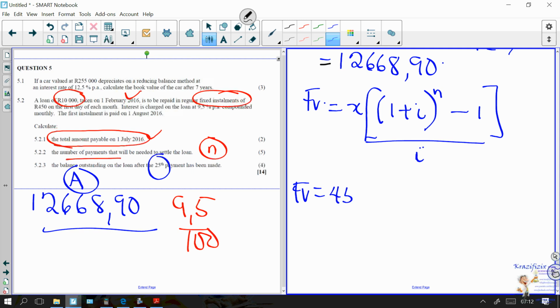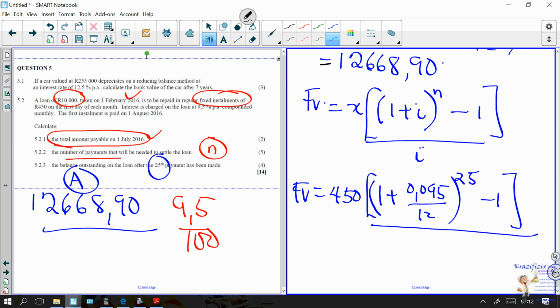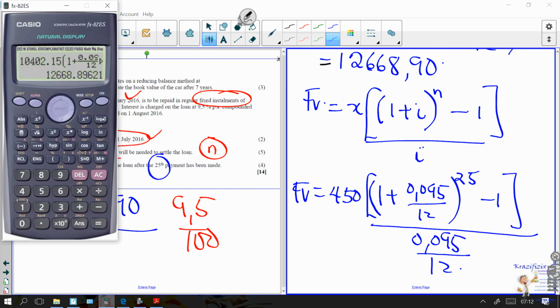FV equals what? 450, 1 plus 0.095 over what? 12. What do I have here? It's the 25th payment. Minus 1, over 0.095 over what? 12. All right, calculator quickly.